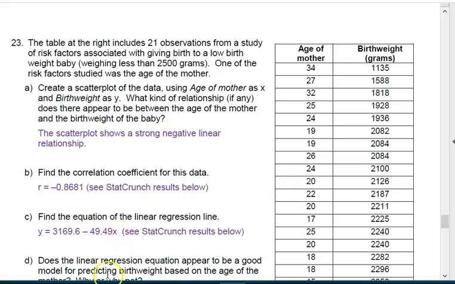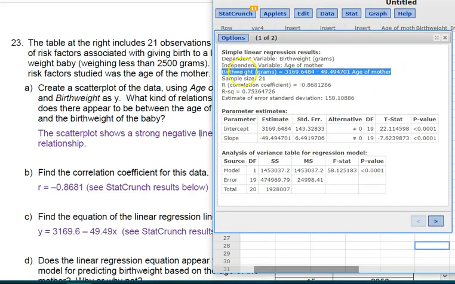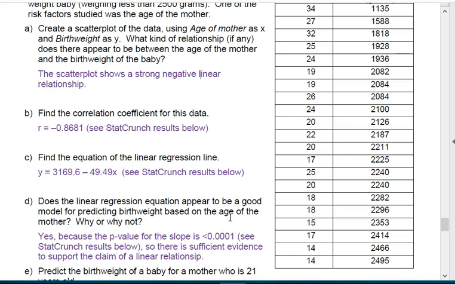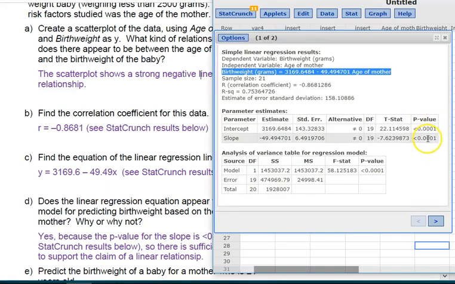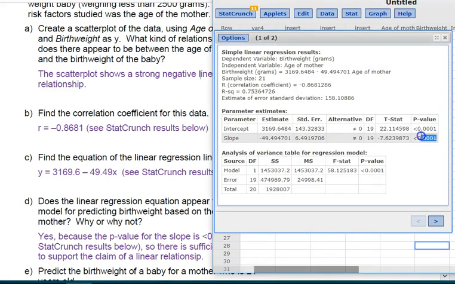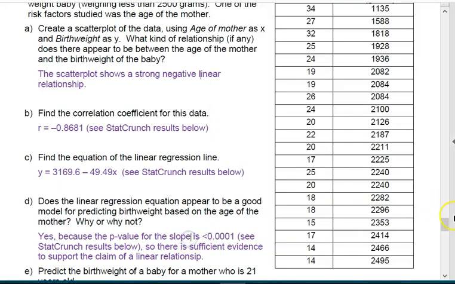Here's the equation of my linear regression line. Again, I got that from here. I just put in the Y for the birth weight and the X for the age of the mother. When it asks whether the linear regression equation is a good model for predicting birth weight based on the age of the mother, we're looking at the p-value in the slope row. Since this is very small, then probably no matter what our significance level was, the p-value would be smaller than the significance level, so there is sufficient evidence to conclude that there's a linear relationship.